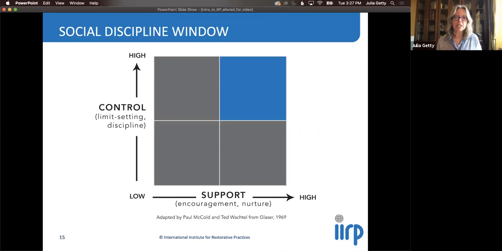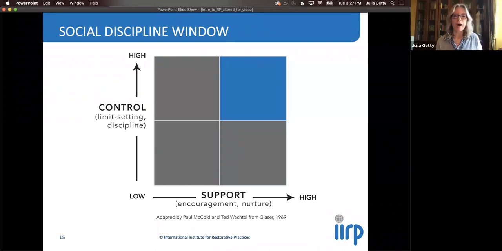The other thing I want to mention about the social discipline window is that this is really one of the main cornerstones of restorative practices. So this definitely furnishes a lot of the language we use. It is probably the one thing that when we talk about being restorative, this defines what we mean.